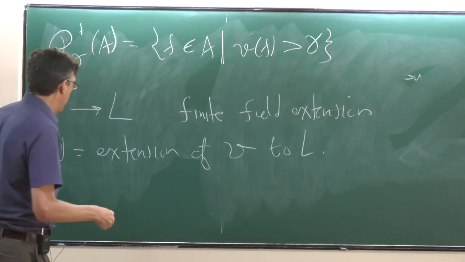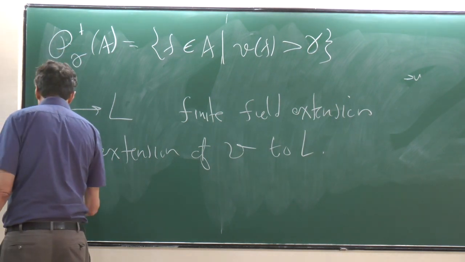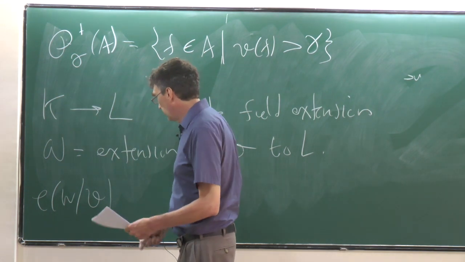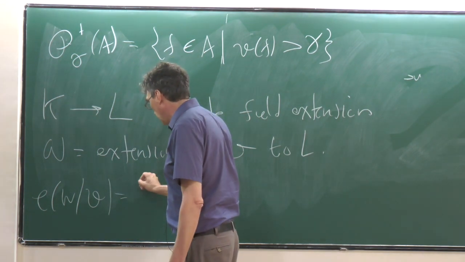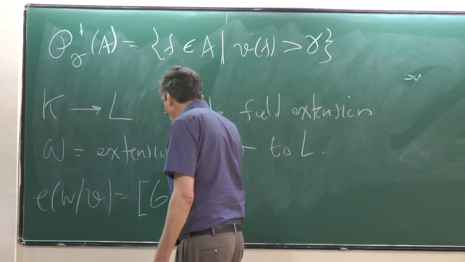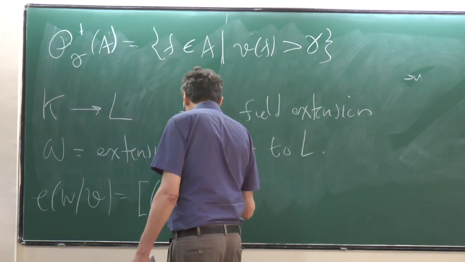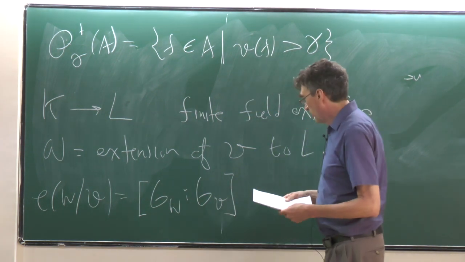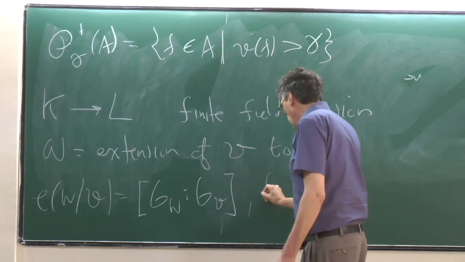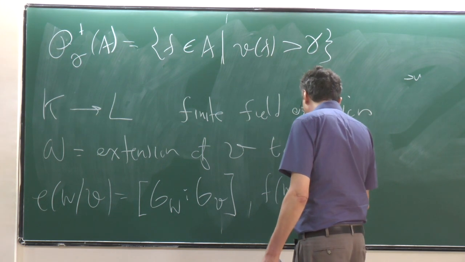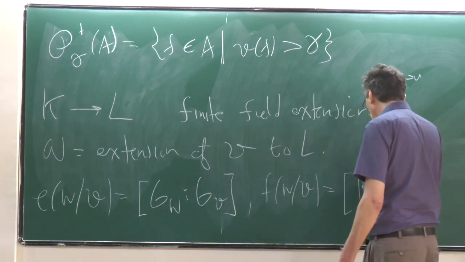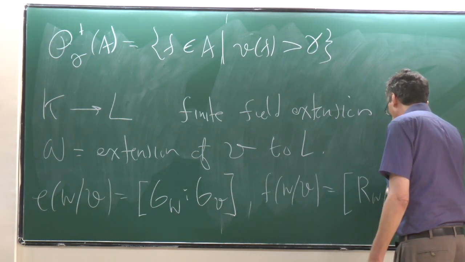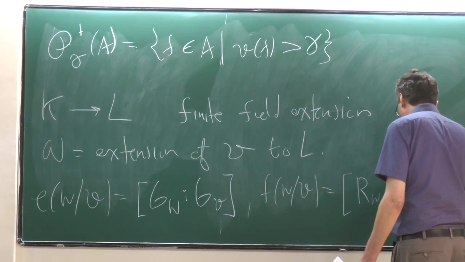And there's a couple of very classical invariants which are true for general valuations. There's the reduced ramification index, which is the index of value groups. That's always finite, even though these groups themselves are not. And there's also the residue degree, which is the index of the residue fields, which is also always finite.